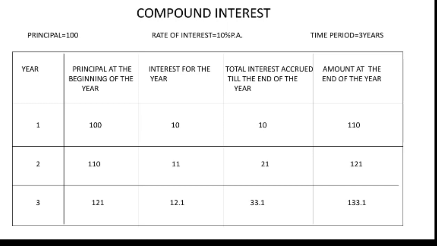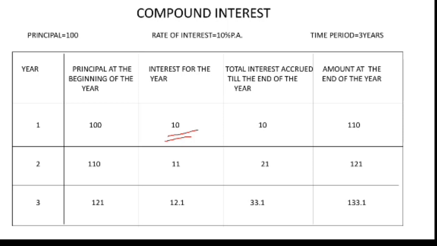Let's understand compound interest with an example. Suppose we keep a deposit in a bank of rupees 100. Let's see what will happen to rupees 100 over the period of 3 years. We made a similar table as we did for simple interest. The principal we have deposited is rupees 100. For the first year, the interest will be calculated on rupees 100. So 10% of rupees 100 will be 10 here. So we will get rupees 10 as the interest for the year. The total interest accrued till the end of the year will be 10 and the amount at the end of the year will be 110.